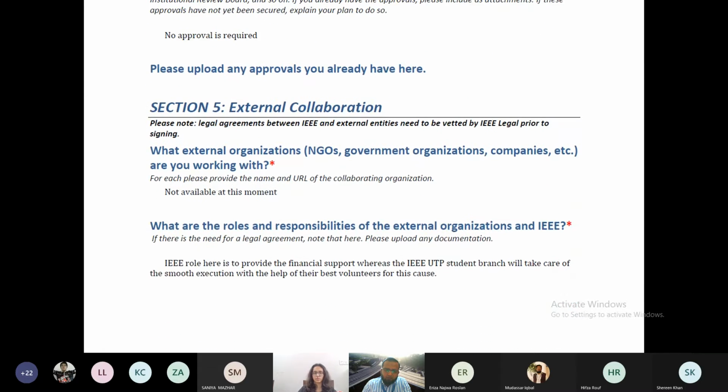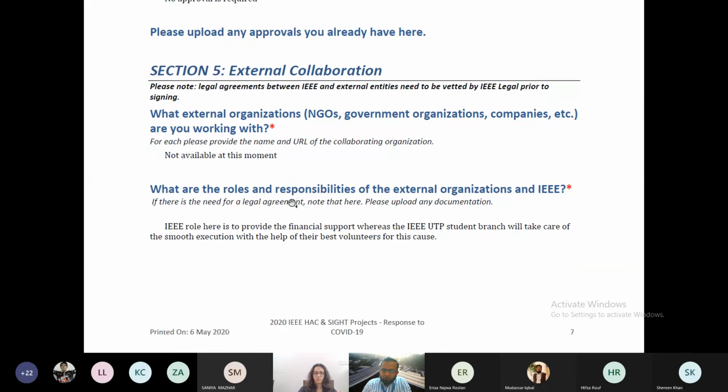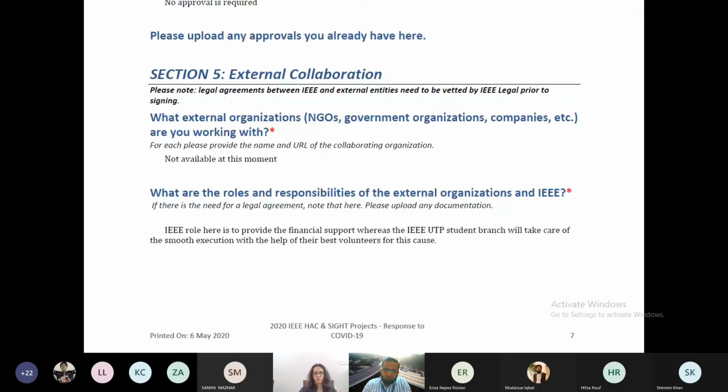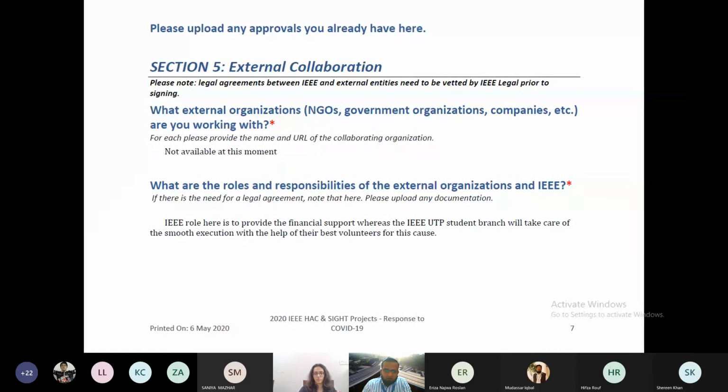And then you have the external collaboration. This one is very important. If you have a team from different sections working for some common cause, a common goal, they really encourage it. So apart from NGOs or government or anything, you can mention the student branches of different sections or regions. That would be somehow an impact creating thing.